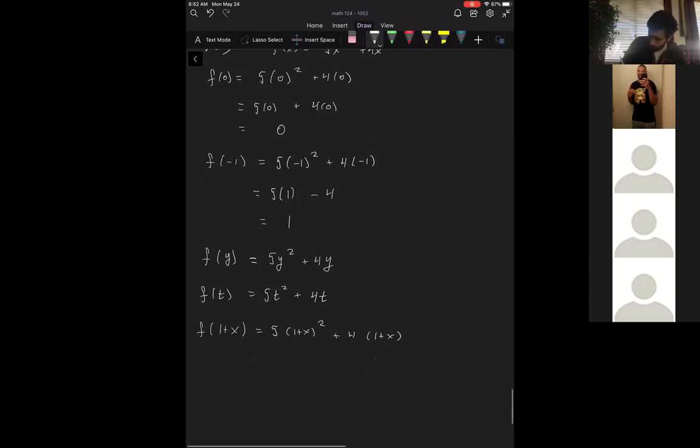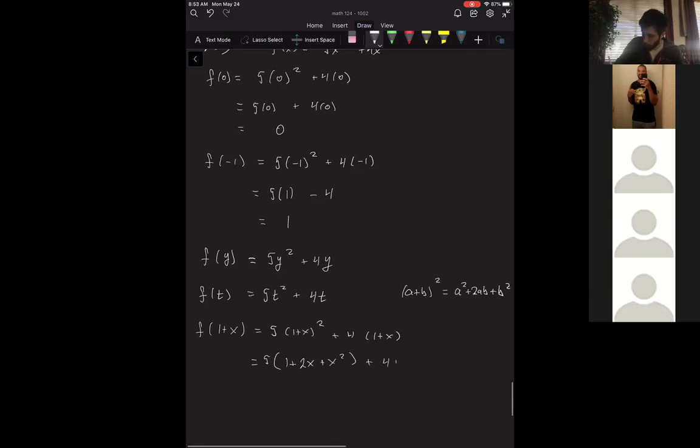So if we simplify this, here's a formula that's really helpful to have memorized. (a plus b) squared is equal to a squared plus 2ab plus b squared. I think everyone should have that memorized. It just saves a lot of time. So let's simplify this. We have 5 times (1 plus x) squared. If we have this formula memorized, all we do is square the first thing, so 1. Then you take the a and b multiplied by 2, so 1 times x is just x multiplied by 2, so we have a 2x, and then square the last thing, so x squared. And then plus, we distribute the 4, so we get 4 plus 4x.